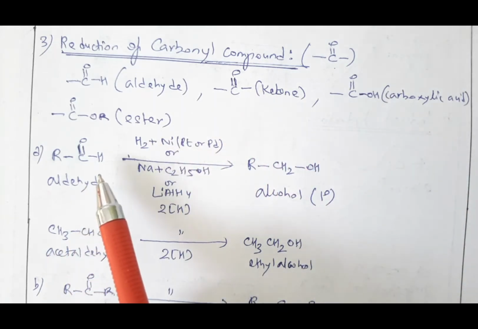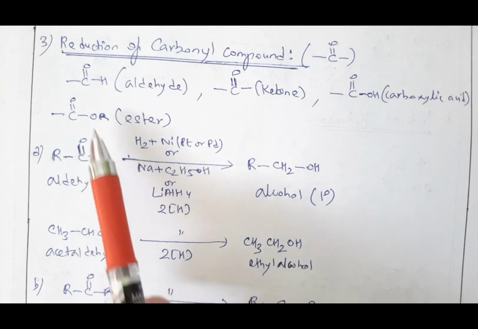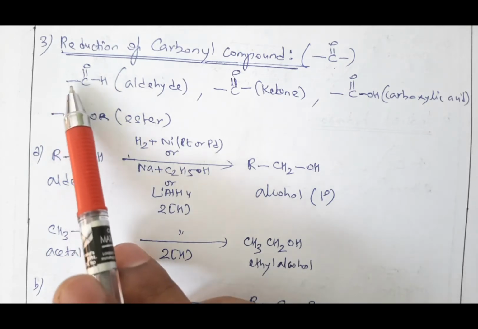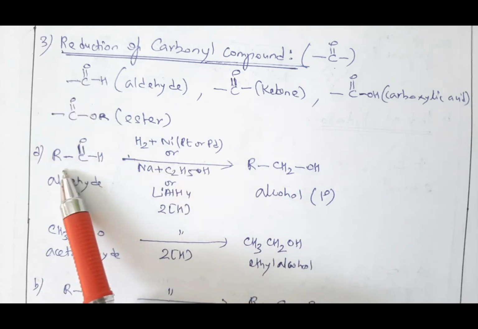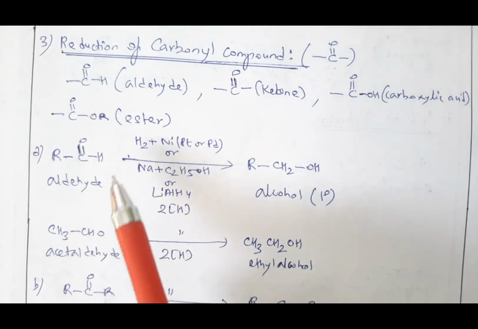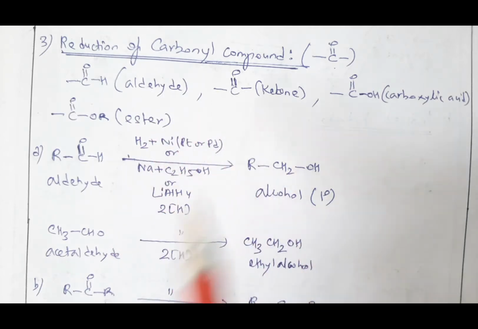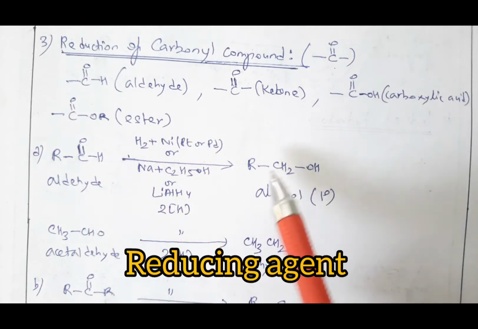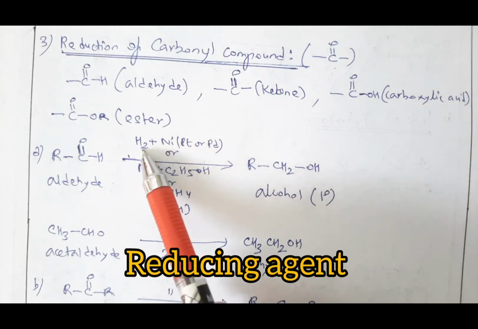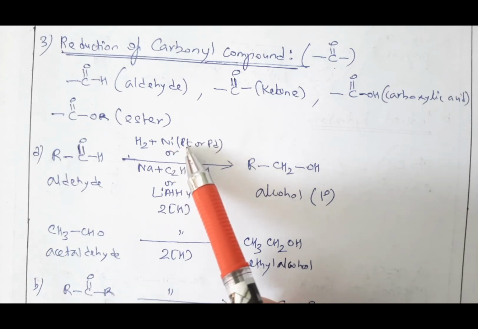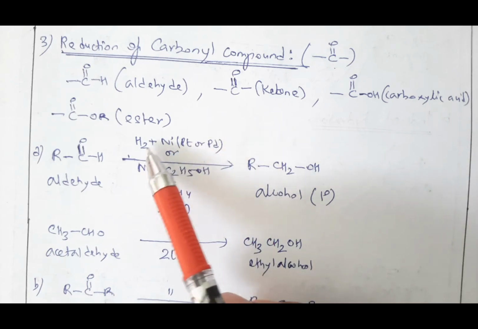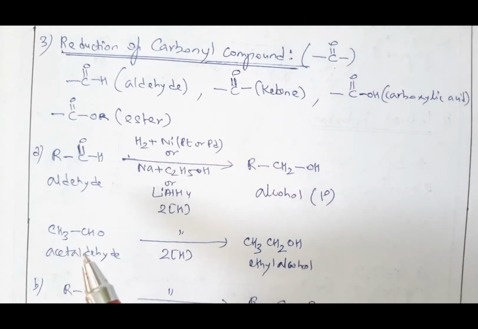So students, you can see here, this is your aldehyde group. Here there is a bond and I'll attach it with R. R means alkyl group. This is the general formula of aldehyde. Now how to reduce aldehyde to alcohol? Aldehyde can be reduced to alcohol by adding any of these reducing agents. Nickel plus hydrogen is a reducing agent. In place of nickel, you can use platinum also, palladium also. So hydrogen plus nickel, hydrogen plus platinum, hydrogen plus palladium are examples of reducing agent.